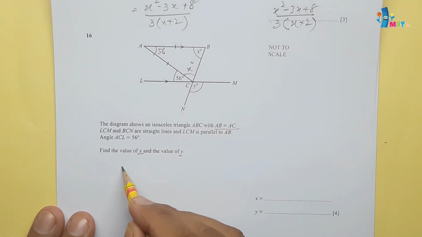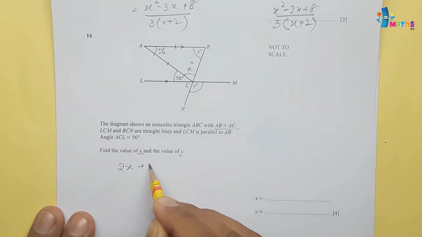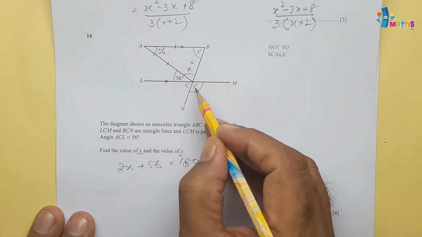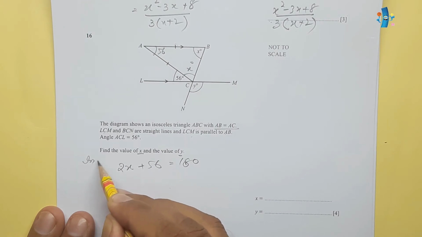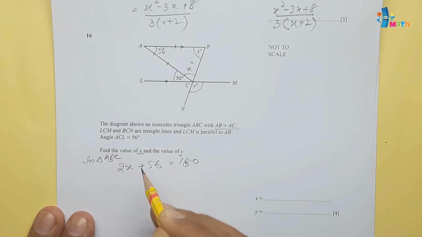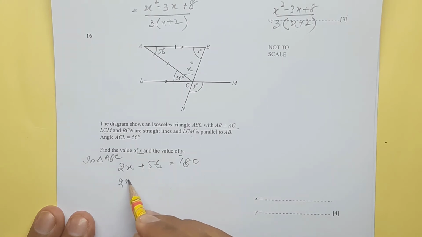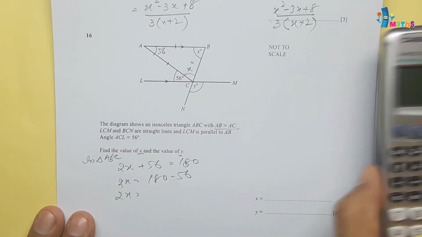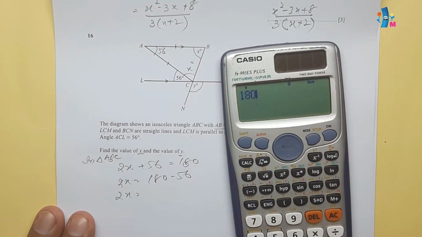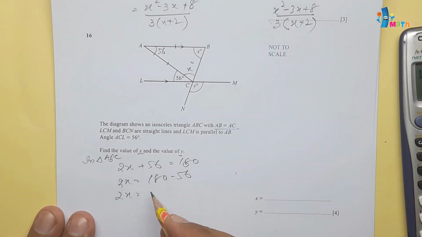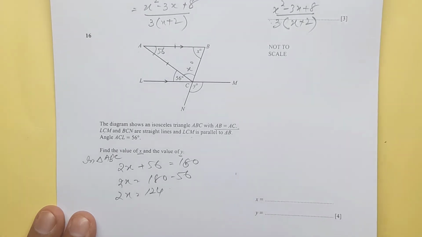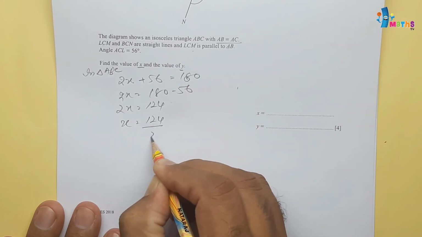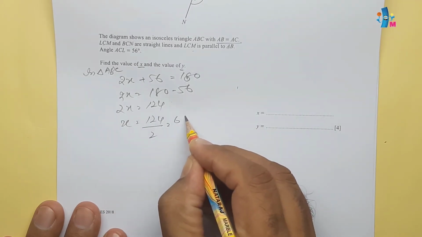So we can write here X plus X will be 2X plus 56 is equal to 180 degrees in this triangle ABC, right? Yeah, we can write here in triangle ABC, this one is equal to this, so 2x will be equal to 180 minus 56. So 2x will be equal to 180 minus 56, which will be equal to 124. So x will be equal to 124 divided by 2, which is equal to 62.